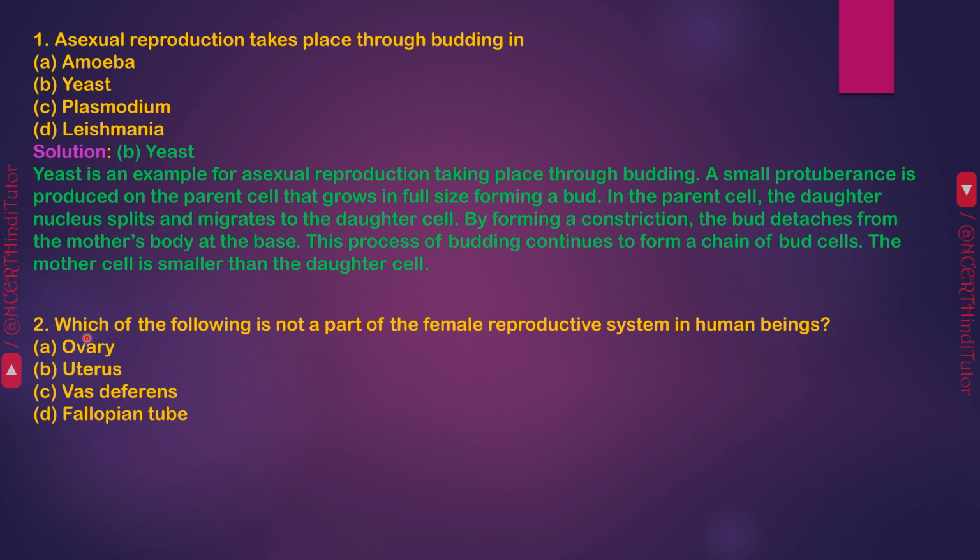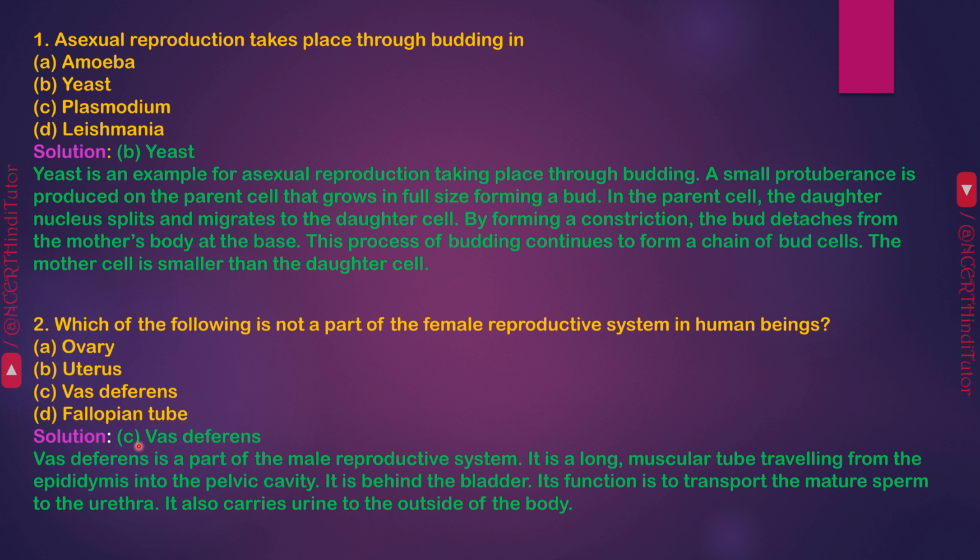Question 2. Which of the following is not a part of the female reproductive system in human beings? Answer. C. Vas deferens. Vas deferens is a part of the male reproductive system. It is a long muscular tube traveling from the epididymis into the pelvic cavity. It is behind the bladder. Its function is to transport the mature sperm to the urethra. It also carries urine to the outside of the body.